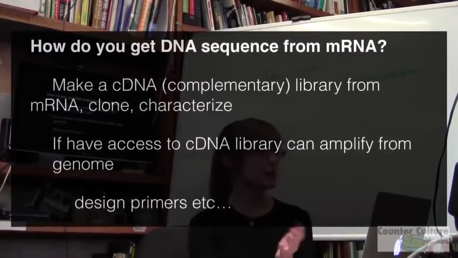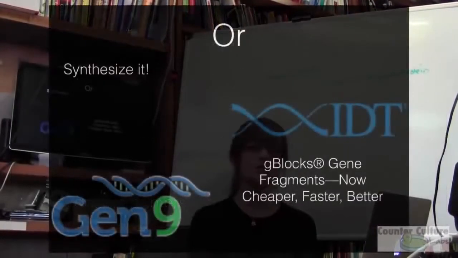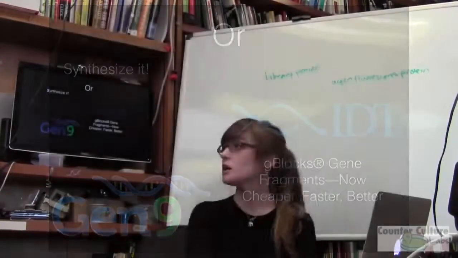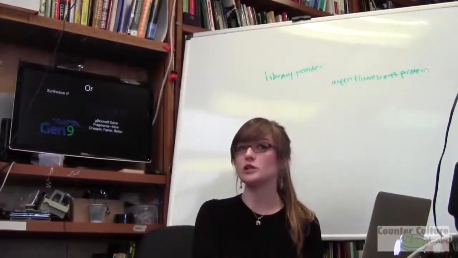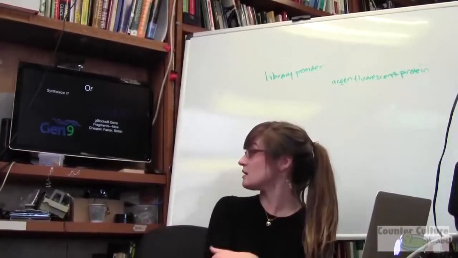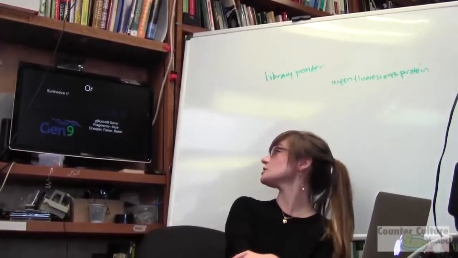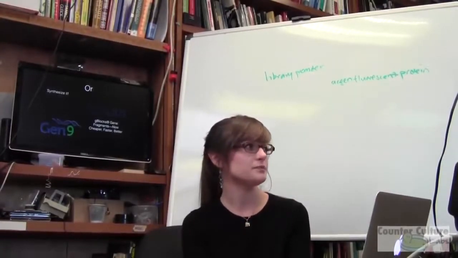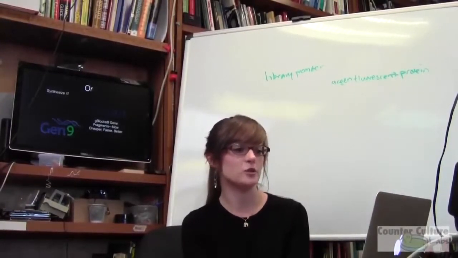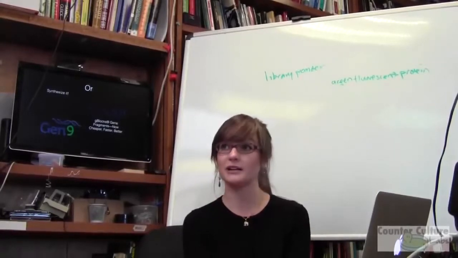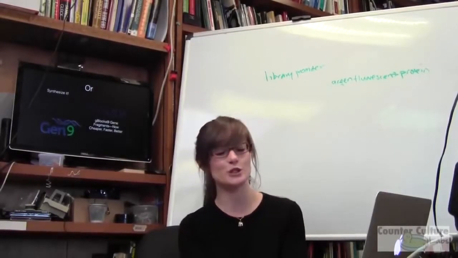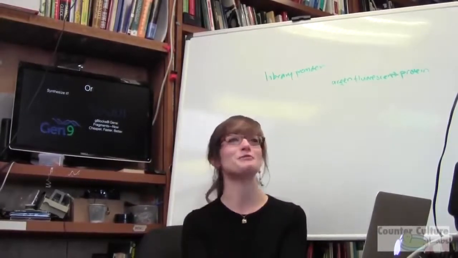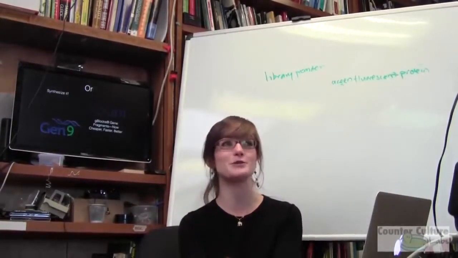Or, as Patrick had mentioned earlier, it could be easy to just get your gene synthesized, right? So if you know the sequence for your gene, then you can synthesize it. And I've used both Gen9, it's hard to see, I apologize, Gen9 or IDT. So Gen9 costs about 20 cents a base pair, so it could be relatively expensive. Unfortunately, geraniol synthase is like 2 kb, which is fairly large. So that would be approximately $400 that you're spending on your gene.